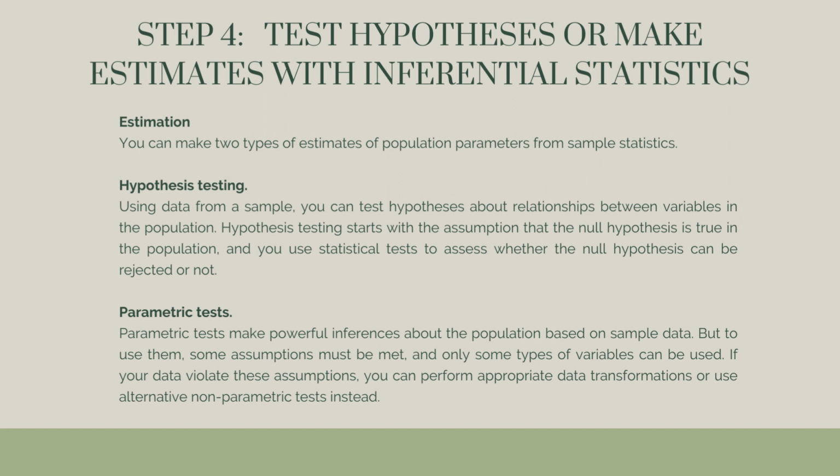If you expect a difference between groups in a specific direction, use a one-tailed test. If you don't have any expectations for the direction of a difference between groups, use a two-tailed test.